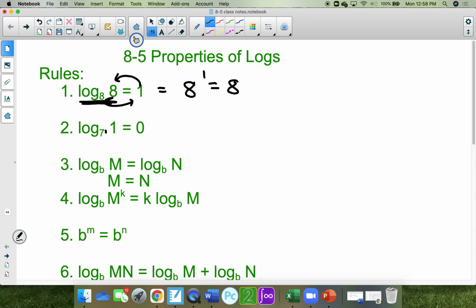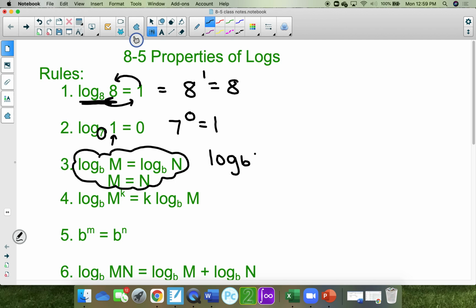If you have any base number, and this is a 1, it should always equal 0, and I'm going to do the loop around. 7 to the 0 power should always equal 1. Okay, the next one, it's hard to read, so I'm going to put it over here. If the log of base b of 3 equals the log of b of x, these are both the log of base b, so can't you just say that x equals 3?